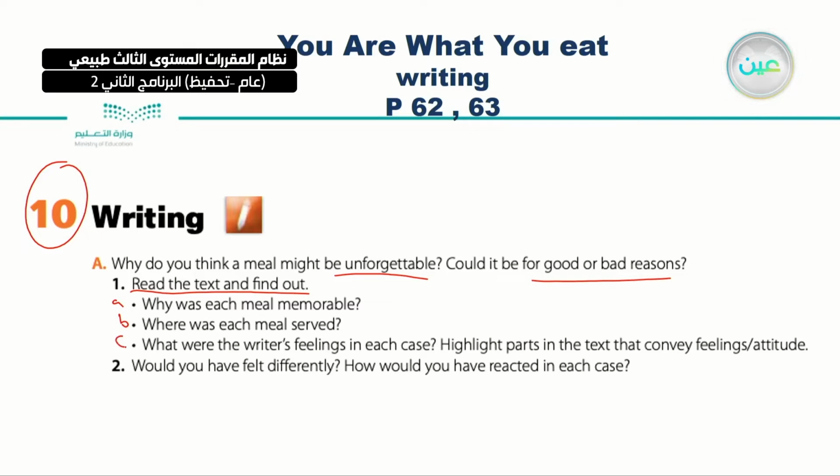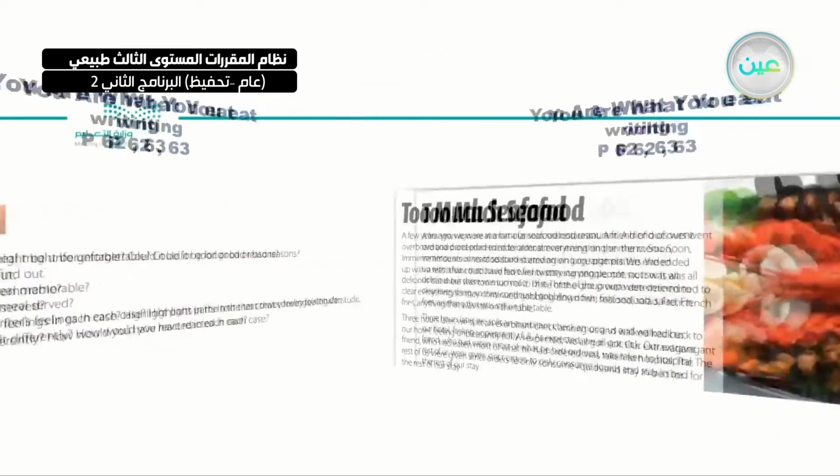Number 3, which is C: what were the writer's feelings in each case? Here we have 2 parts to this question. Highlight parts in the text that convey feelings or attitude.